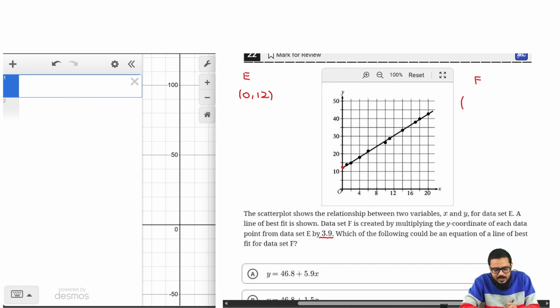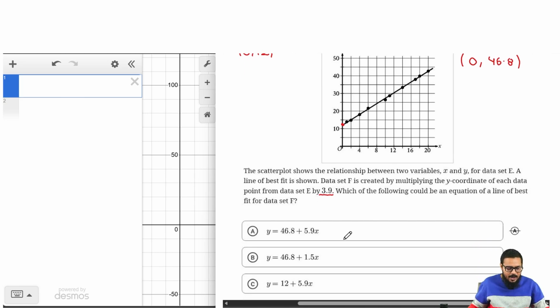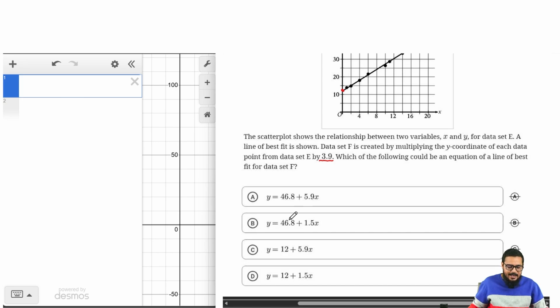Data set F is created by multiplying every single y value by 3.9. So I can just multiply 12 by 3.9, just the value of y, not the value of x. So I'm multiplying 12 by 3.9 to create a coordinate for data set F. That comes out as 46.8. So I know the y-intercept for data set F should be 46.8, and see that number right over here, 46.8 as the constant. Answer options C and D give those constants as well, so answer options C and D cannot be the right choice, right?